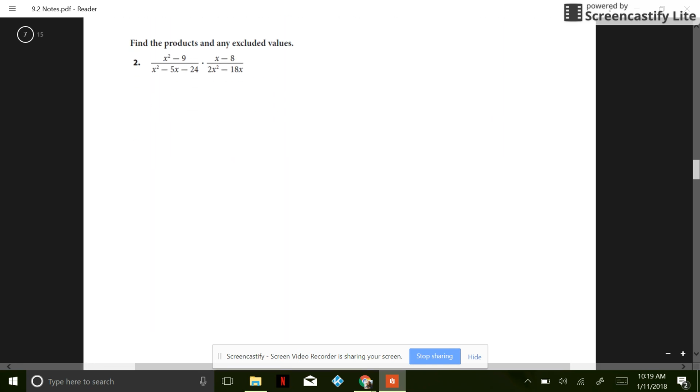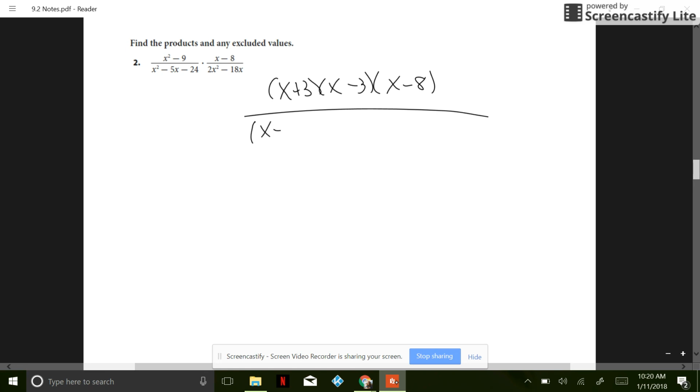So if we want to multiply these rational expressions, first thing we need to do is factor. So x squared minus 9 will factor to x plus 3, x minus 3. That's a difference of squares. And then we still have that x minus 8. I'm going to go ahead and just multiply everything right at once here. So x squared minus 5x minus 24, that factors to x minus 8, x plus 3.